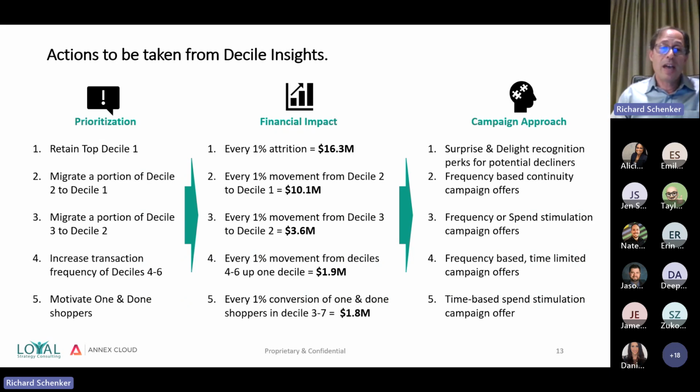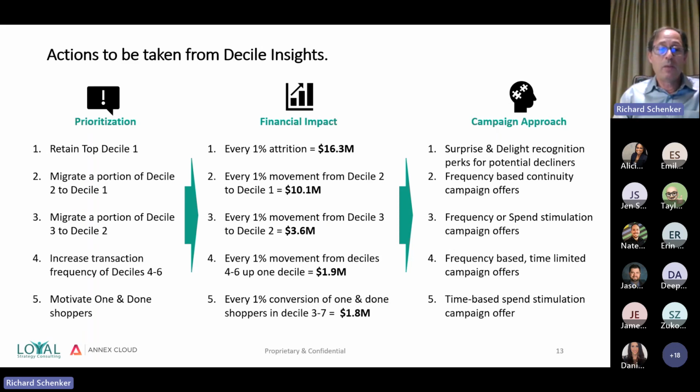For the migration of a portion of decile 2 to decile 1, we know that's worth about $10 million for every 1% you move up. Maybe it's a frequency-based continuity offer that you make to those customers to try to get them to spend more frequently and move them up the value chain. Migrating a portion of decile 3 to decile 2, again, that's worth about $3.6 million for every 1%. Maybe it's a spend stimulation campaign to really try to get them to increase their spend or frequency to move them up the food chain.